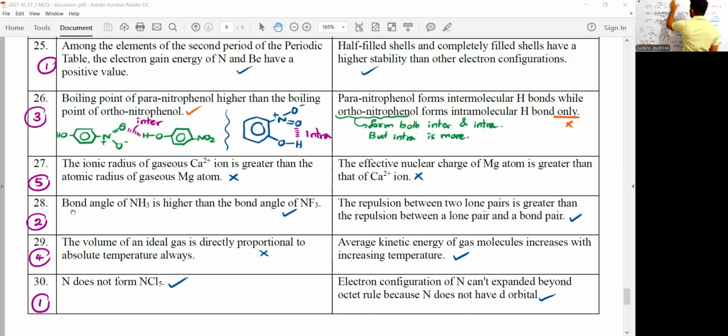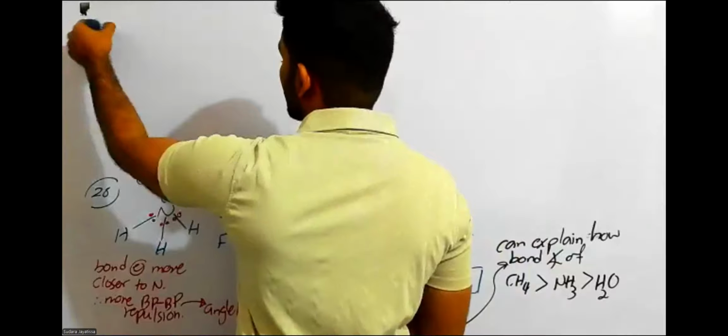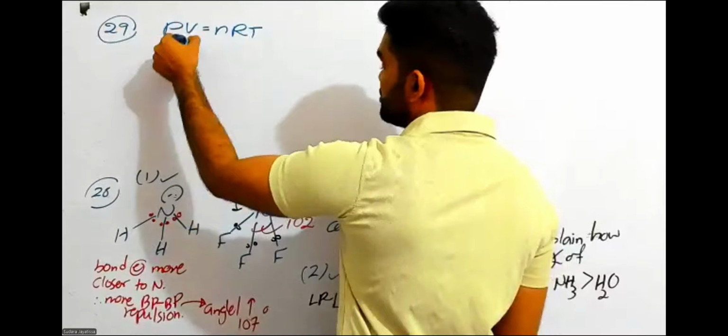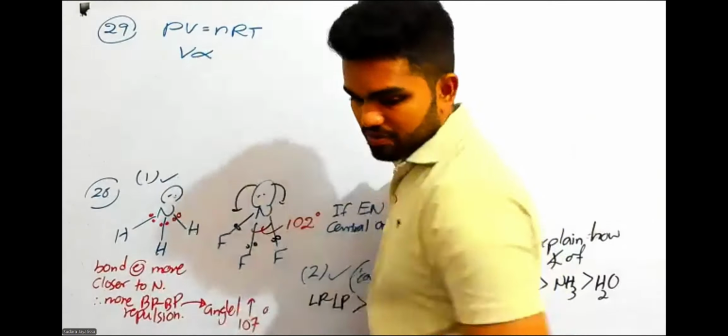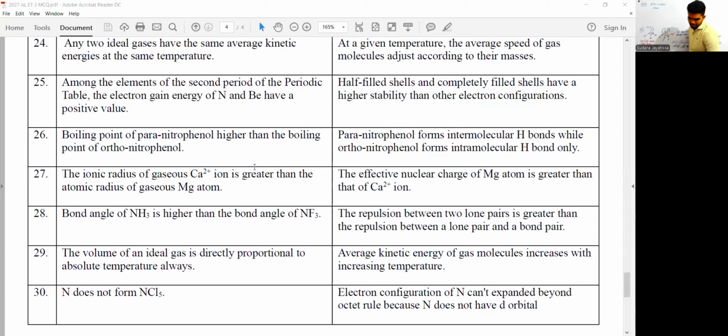Right. Now let's go to question number 29. Look at the first statement. The volume of an ideal gas is directly proportional to absolute temperature always. According to PV equals nRT, volume is directly proportional to temperature, but it says absolute temperature. Volume of an ideal gas is directly proportional to absolute temperature always?